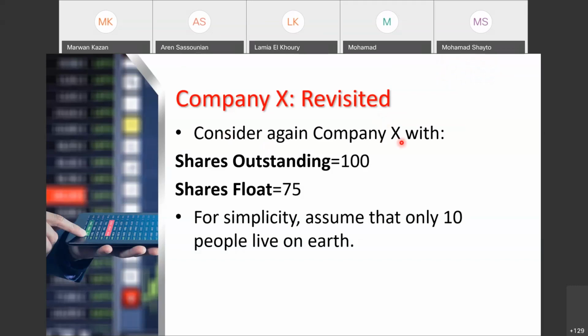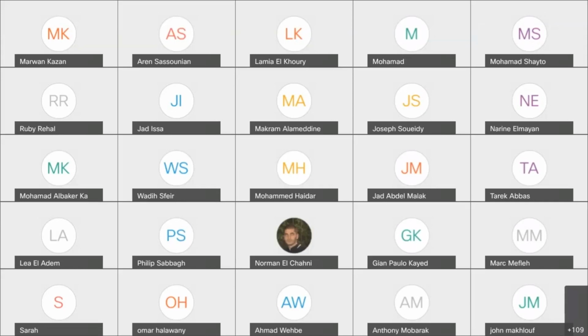So consider again the company X, which has shares outstanding of 100K and shares float of 75K. For simplicity, let's assume that there are only 10 people living on Earth, just for simplicity of the example. Now let me share another document. I believe that you can see the Excel sheet that is here.